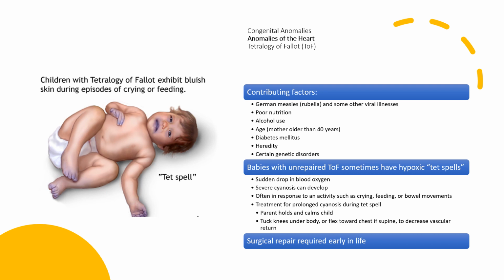Typically not too long. Some things that can cause tetralogy of Fallot: German measles, rubella, or some other viruses, poor nutrition, alcohol use, the age, mom can be older, diabetes mellitus, hereditary genetic features. Babies with unrepaired tetralogy of Fallot sometimes have hypoxic TET spells: a sudden drop in blood oxygenation, severe cyanosis, often as a result of an activity such as crying, feeding, bowel movements.